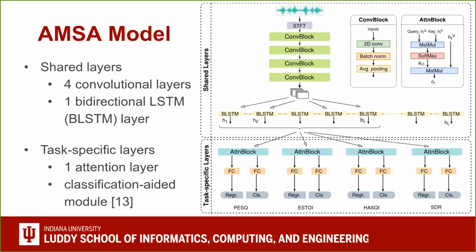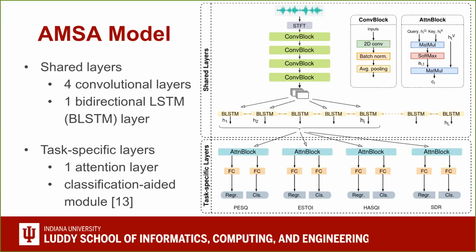The model consists of two components, the shared layers and task-specific layers. The shared layers are constructed using CNN and bidirectional LSTM layers. We use multiple convolutional layers to extract discriminative features and reduce unwanted variations. A bidirectional LSTM layer is then used to further model the global temporal structure.